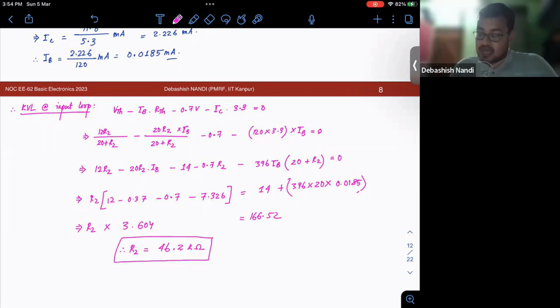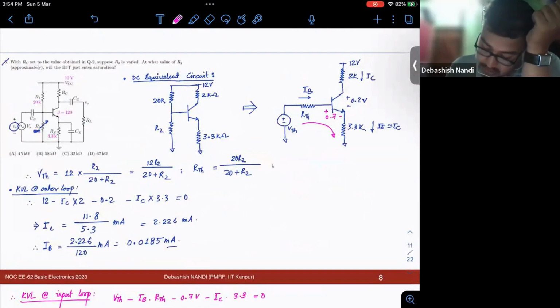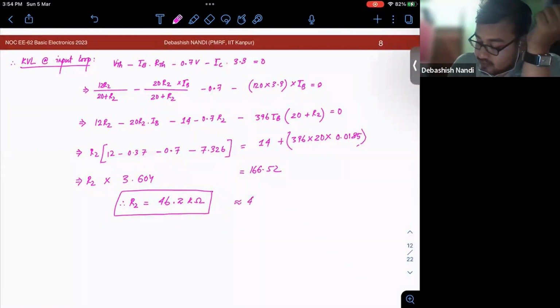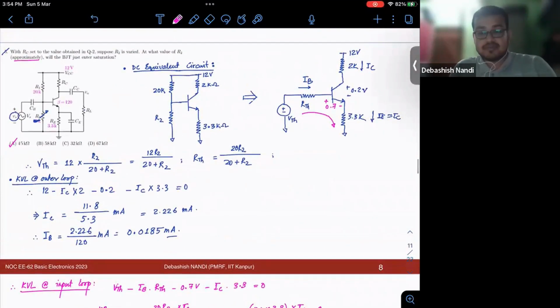So do I have any option for this? Yes, I think 45. Say it is approximately 45. Okay. Any doubt regarding this?